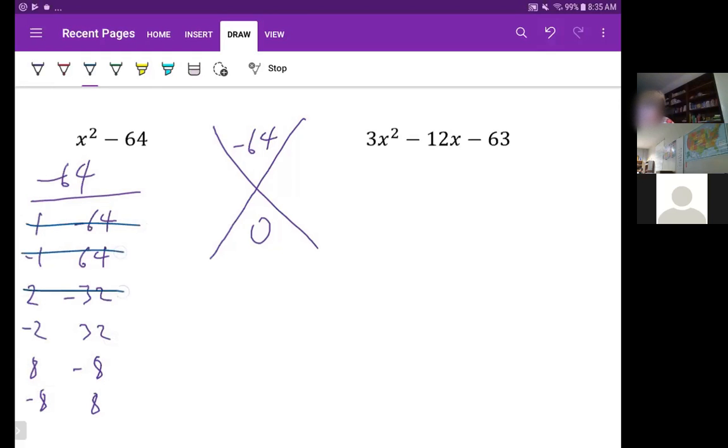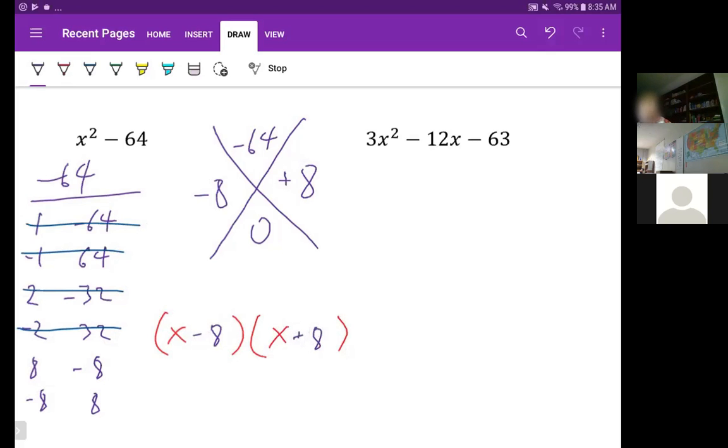Not that, none of these, none of these. It's got to be one of these. Actually, those are the same thing. So look, your answer is going to look like this. But it's going to be negative 8, positive 8. So minus 8 plus 8.